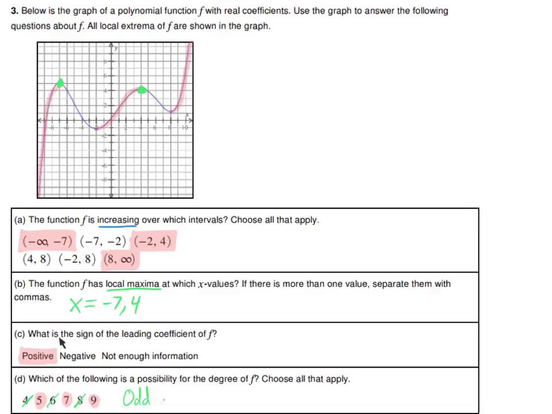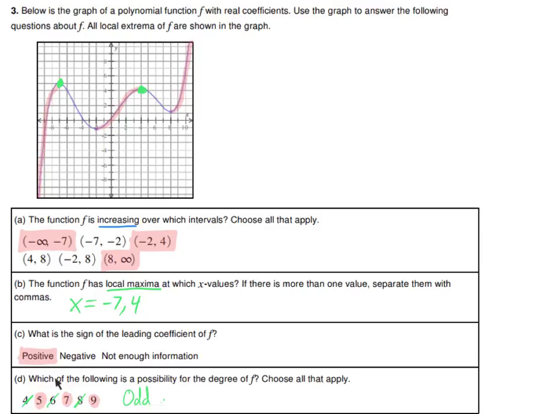Next, what is the sign of the lead coefficient of f? Well, lead coefficients are based on what is happening on the far right. In the far right, you should see it's going up. So I know the sign of the lead coefficient is going to be positive. If it was going down, it'd be negative.